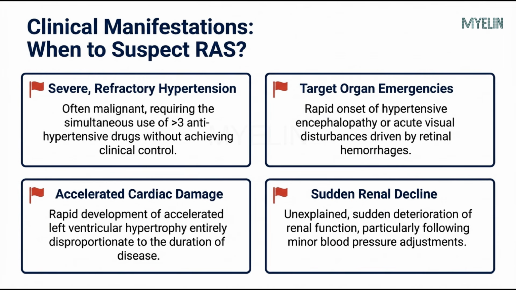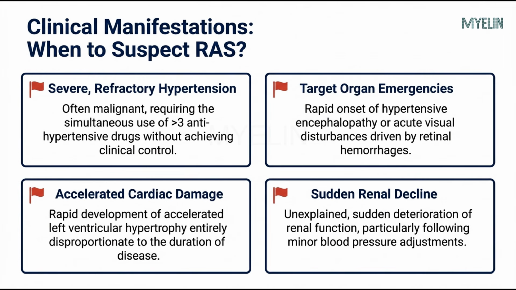The second red flag is a sudden, unexplained deterioration of renal function, particularly a sudden renal decline following very minor blood pressure adjustments. The third indicator is accelerated cardiac damage. You will see the rapid development of left ventricular hypertrophy that is entirely disproportionate to how long the patient has reportedly had hypertension. The fourth is target organ emergencies. Watch for the rapid onset of hypertensive encephalopathy or acute visual disturbances driven by retinal hemorrhages.